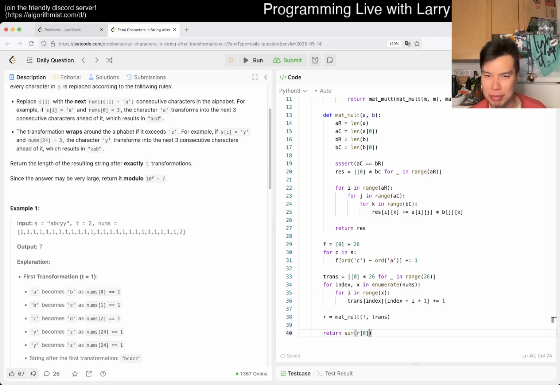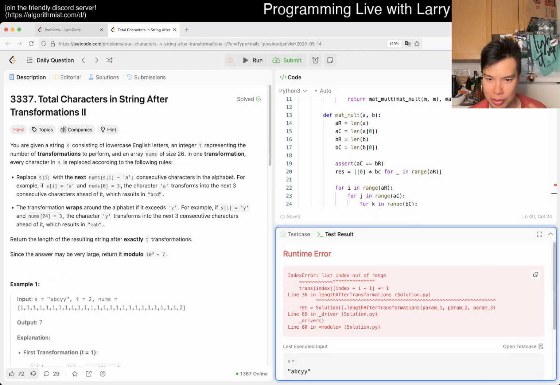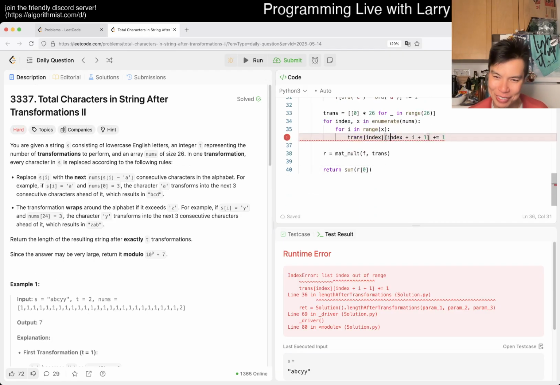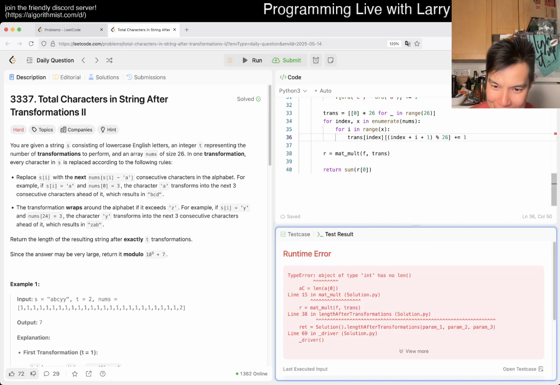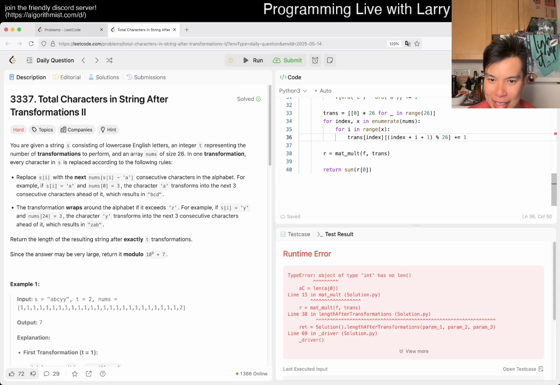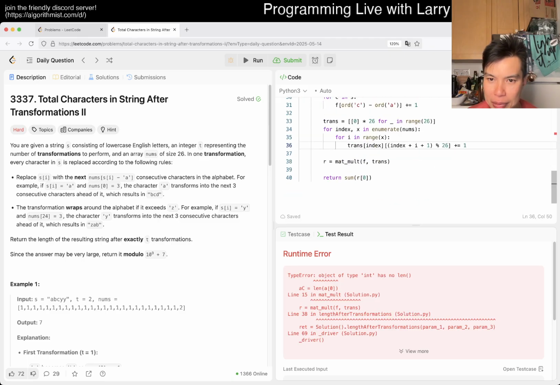And I know that I didn't take care of the mod yet, but I just want to run it real quick, just to make sure that it doesn't. Oh yeah, I did know this. Whoops. You have to mod this, of course, for the wraparound. I was thinking about it and then I just forgot about it. But you know, AC length, object of length int.